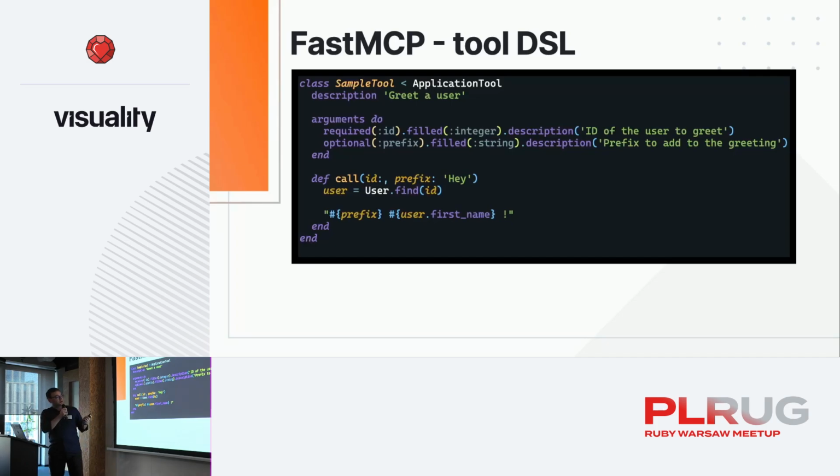Okay, FastMCP provides a quite nice tool DSL. You just create a class and inherit from this application tool that is provided for you. You set the description, create these arguments. They may be required or optional. Give description to each of these arguments and define a call method. It may do what you want, just return a string at the end. So I won't be showing the tools that we created because that's not really relevant here.